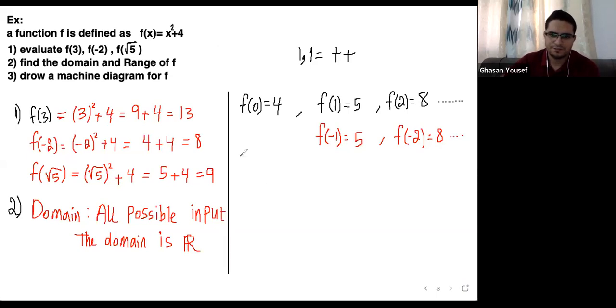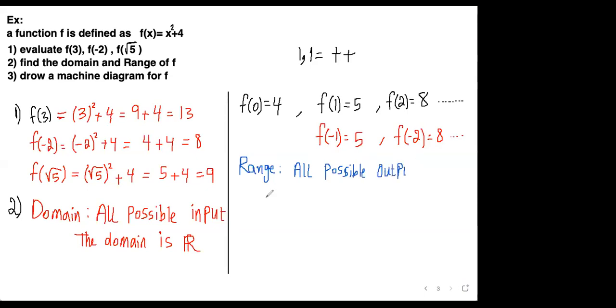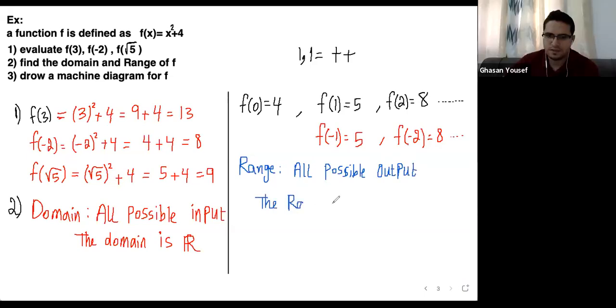So the range is all possible output. In the test, can they ask you a question like this? What is the domain? What is the range? Yes. But it will be easy and simple and direct like this. Just plug positive numbers and check. Plug the 0 and check. Plug negatives like this and check.